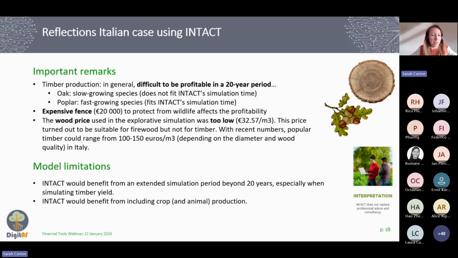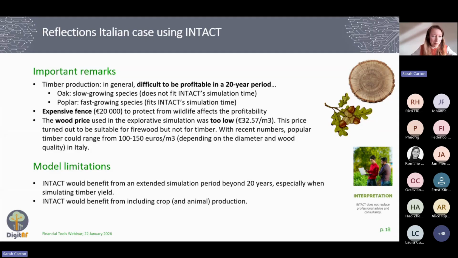However, there is an expensive fence of 20,000 euros to protect the trees and the crops from wildlife. This is such a high investment that, looking only at the trees in a 20-year period, the system turned out not to be profitable. It also turned out that the wood price used in this explorative simulation was too low. The price was suitable for firewood, but not for timber. With recent numbers, we could see that the price ranges between 100 and 150 euros per cubic meter, which is almost 3 times higher.